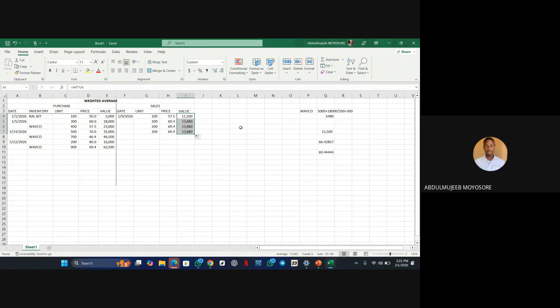Yes, sir. So this is about this. Do you understand? I will go over it again. Okay. For this weighted average, there's actually a method that they use. I would solve it on a sheet of paper or even on my Excel after this.